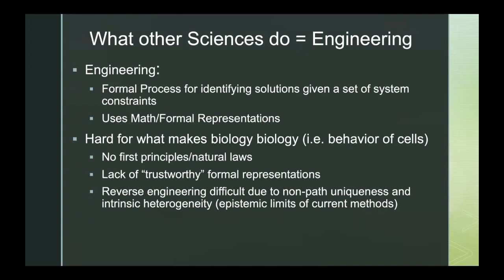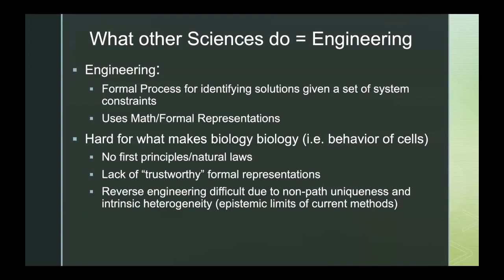Right. So what do other sciences do? They do engineering, and they do engineering because they have formal processes that can apply to systems in a space of constraints, right? And they use math and formal representations that are trustworthy because many of these particular systems that are engineered upon are governed by natural laws. So you can have a certain degree of confidence that if you are trying to create a mechanical object or engineer a chemical process, that the laws of chemistry and physics will allow you to have some confidence in the formal representations that are operated on by that engineering task.